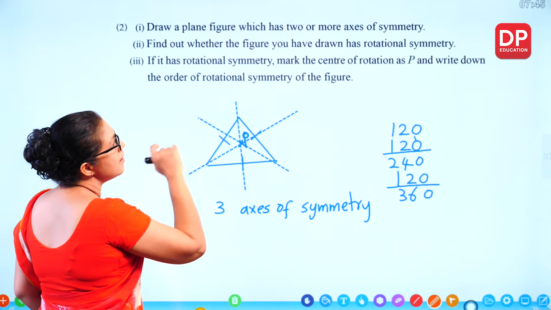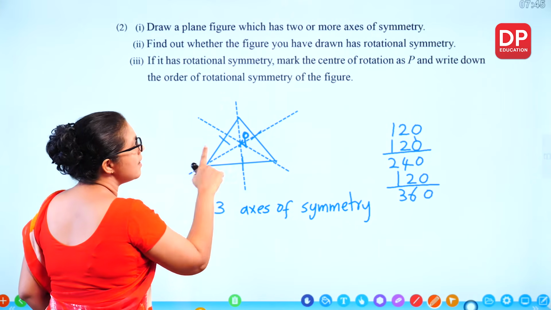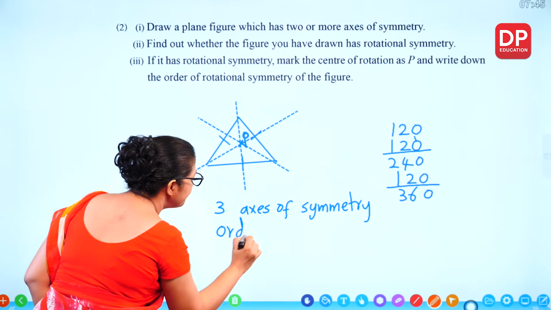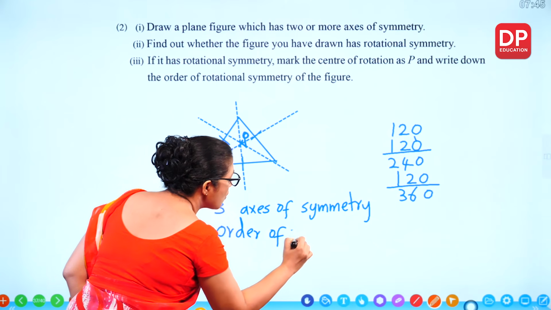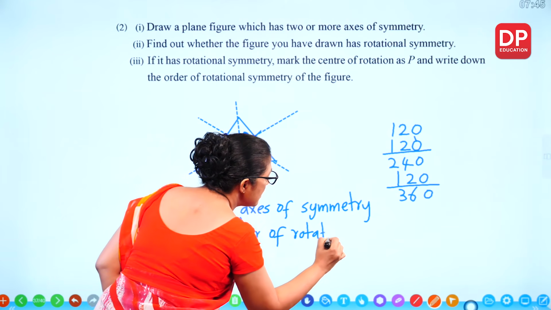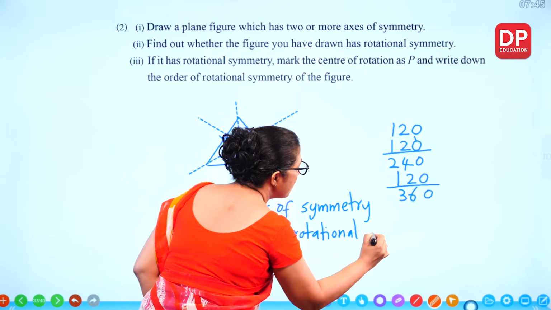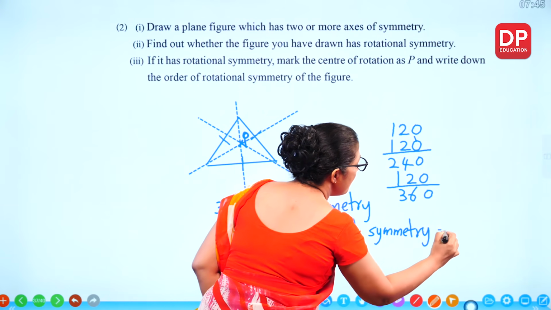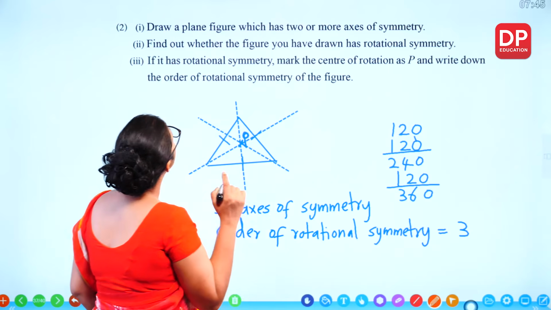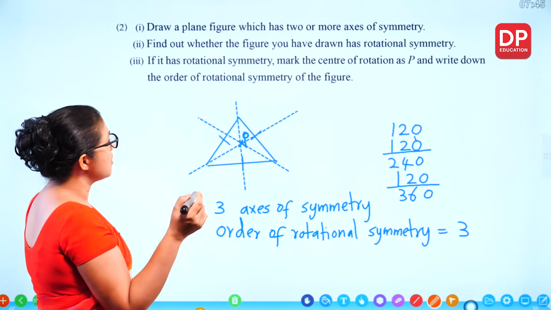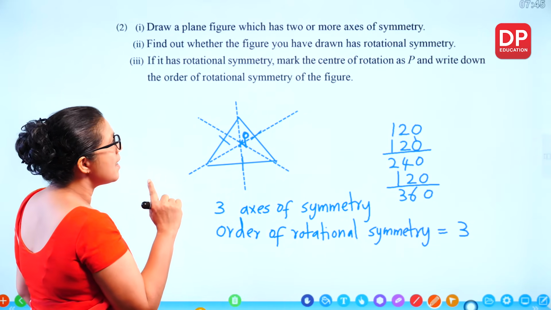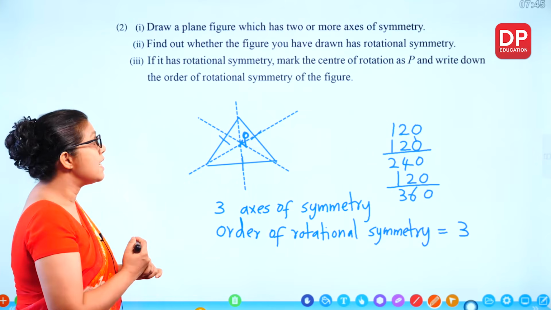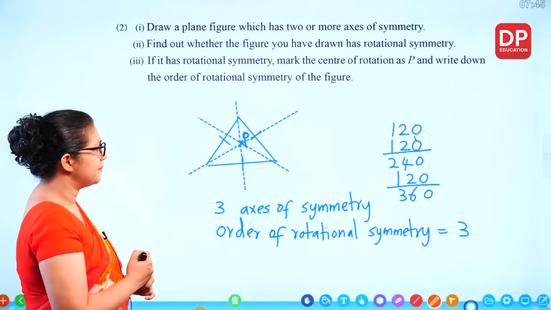How many rotational symmetries are there? 3. So we call the order of rotational symmetry 3. If it has rotational symmetry, mark the center of rotation as P and write down the order. So that's 3 for the equilateral triangle.